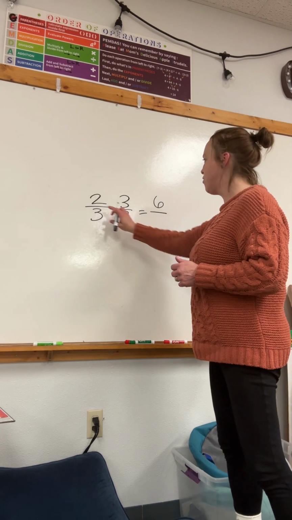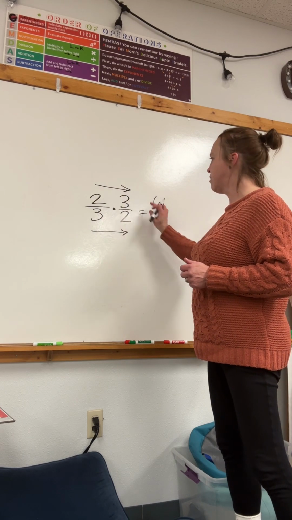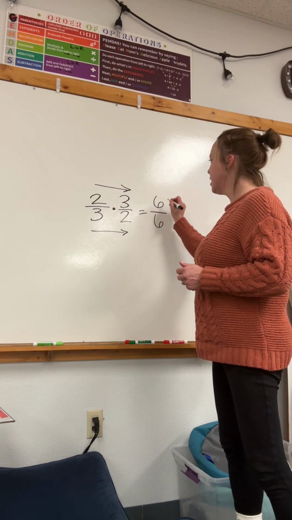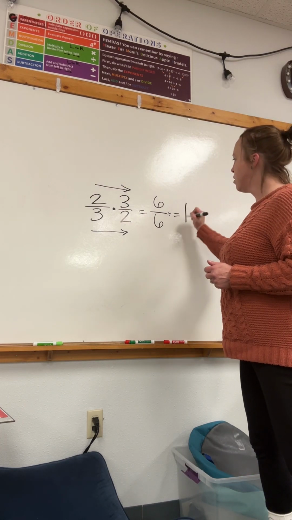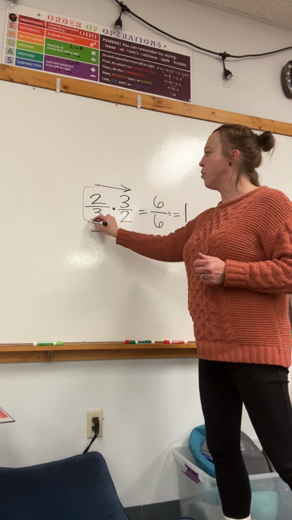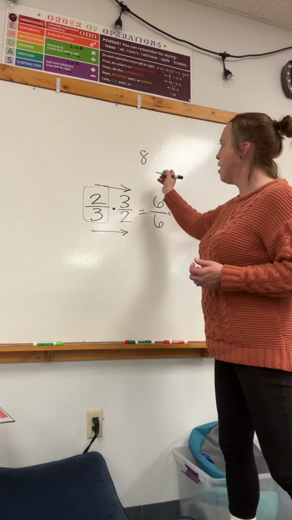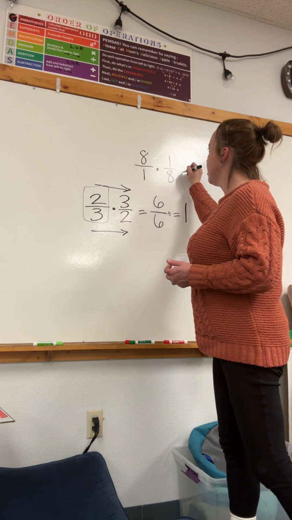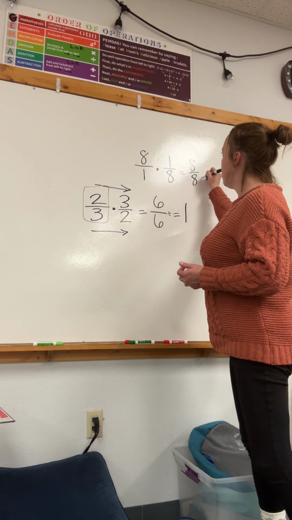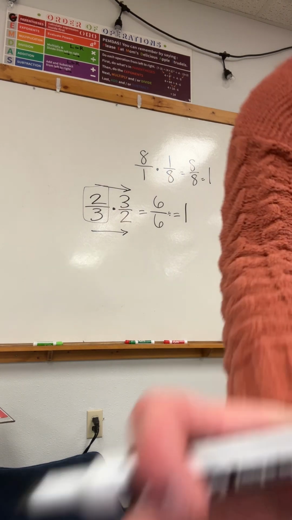Okay, so anyway, if you multiply straight across with multiplication, remember we just multiply straight across. 2 times 3 is 6, 3 times 2 is 6, 6 divided by 6, remember that sign just means divide, equals 1. So anytime you take any fraction, or any whole number, because if you did the same thing with a whole number, 8 over 1 times its multiplicative inverse is going to be 8 over 8, which is the same thing as 1. So even if you have a whole number, it doesn't really matter because you can make it a fraction.